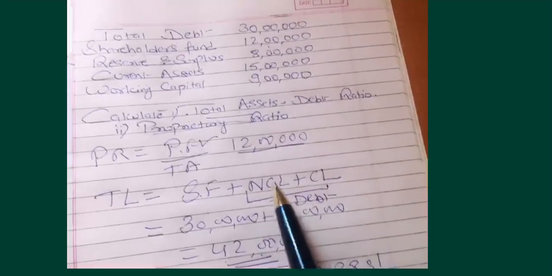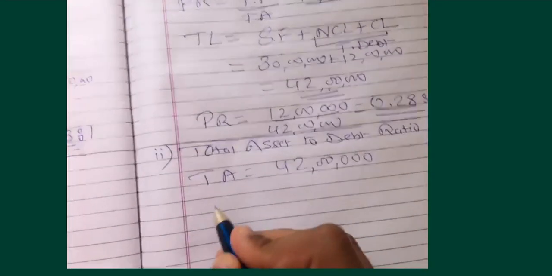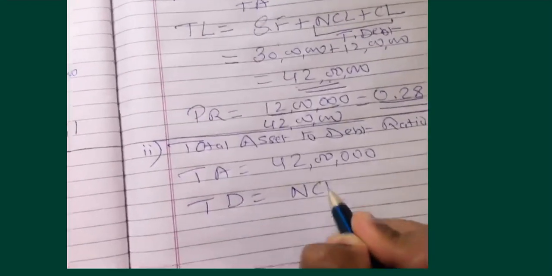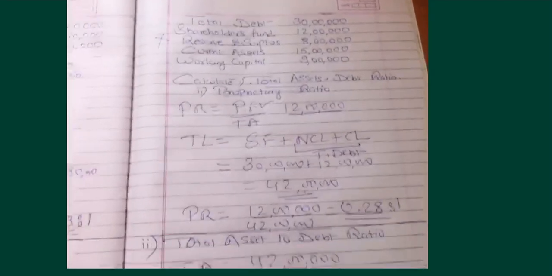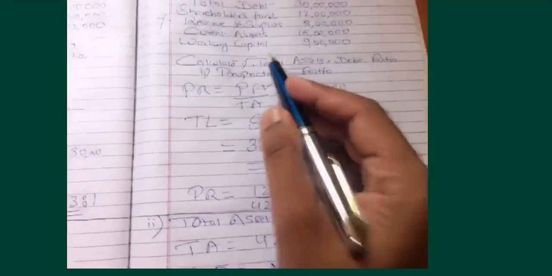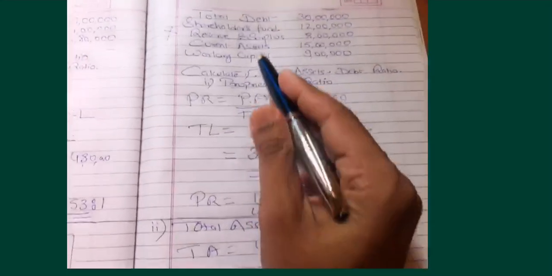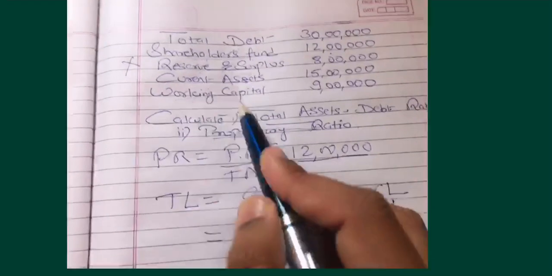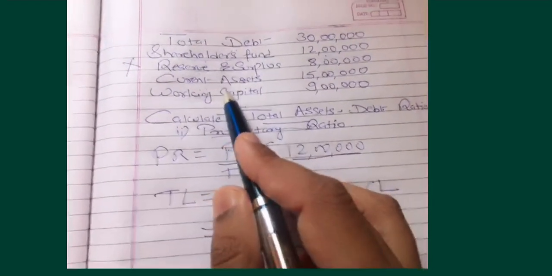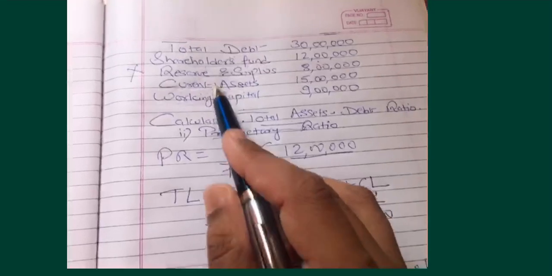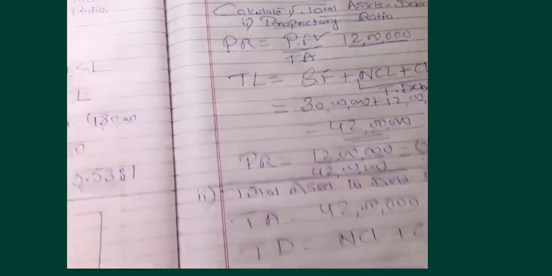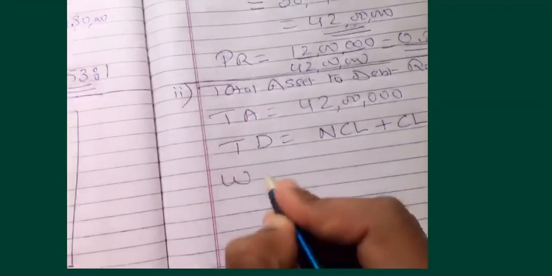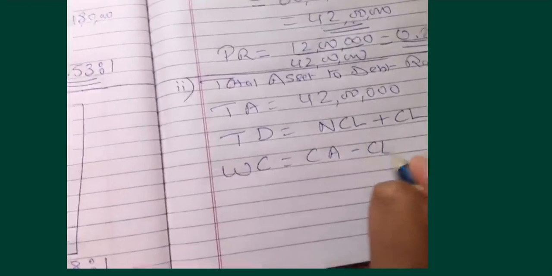So total debt is equal to non-current liability plus current liability. Is non-current liability given in the question? Non-current liability we have to calculate. Is current liability given? Current liability is not given. So to calculate current liability, we will use the formula of working capital, because current assets is given. See the level of question. From working capital we will calculate current liabilities.